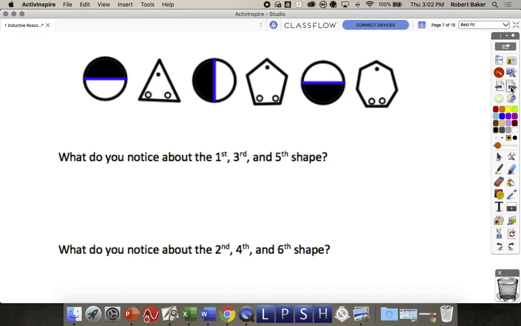Cool? All right. What do you notice about the first, third, and fifth shapes? They're rotating to the left. Hold on to that. They repeat themselves. The shape repeats itself with the no. Okay, and why am I shaking my head no? Because we're in geometry, and shapes have names. The circle repeats itself. Is the first, third, and fifth shape all circles? Perfect. First observation, they are circles, okay?